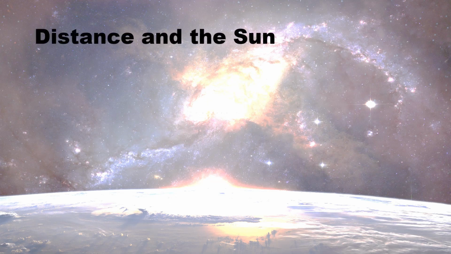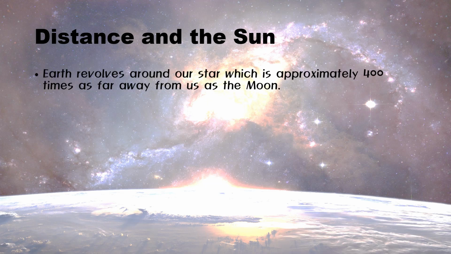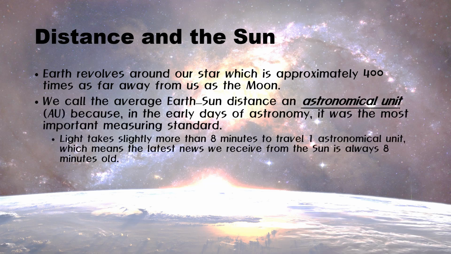So let's look at distance and the sun just to give us some reference points here. Now, the Earth revolves around our star, which is approximately 400 times as far away from us as the moon was. And we call that average Earth to sun distance an astronomical unit, or AU, because in the early days of astronomy, it was the most important measuring standard. Now, keep in mind that light takes slightly more than 8 minutes to travel 1 astronomical unit, which means the latest news that we could receive from the sun would always be about 8 minutes old. All right, so again, it's 8 minutes. Think about the moon, where we said that took 3 seconds. So just to give you some idea of the scaling that we're having to deal with here.